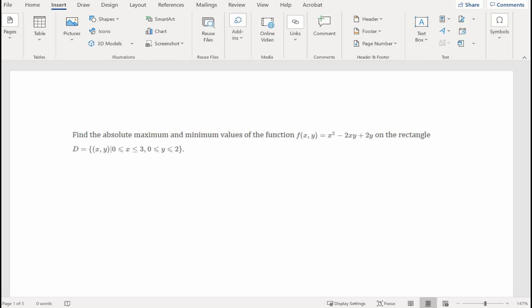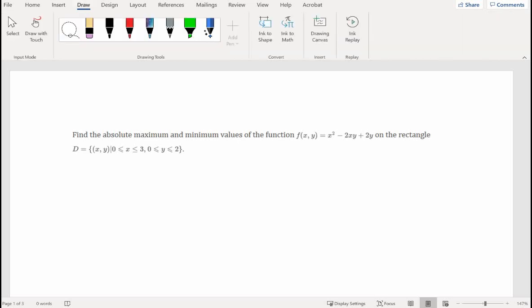Okay, so we want to find the absolute minimums and absolute maximums of this function over this rectangle. First off, there's always kind of three steps to finding these absolute extrema. So first thing is to find the critical points of f.